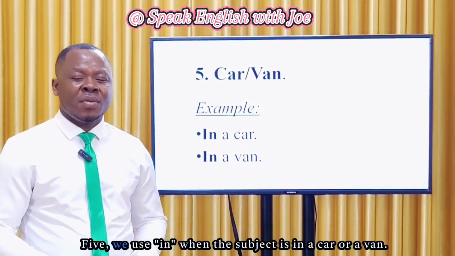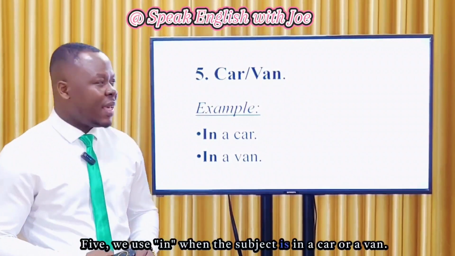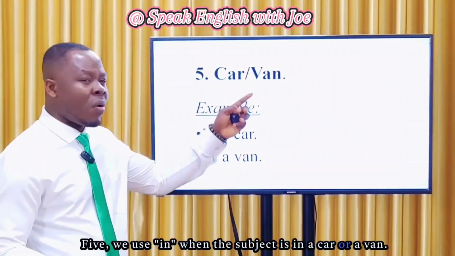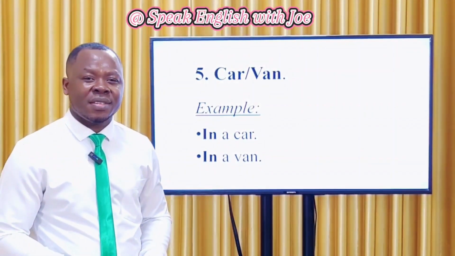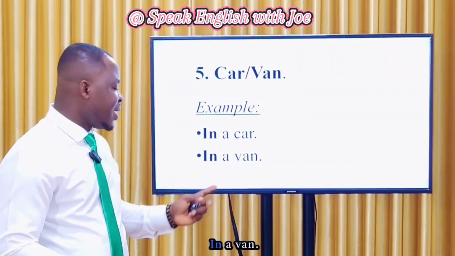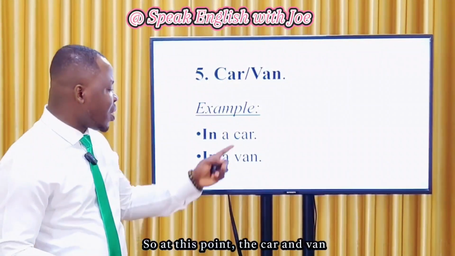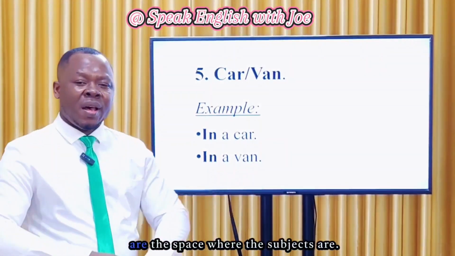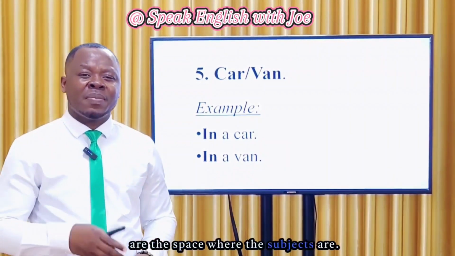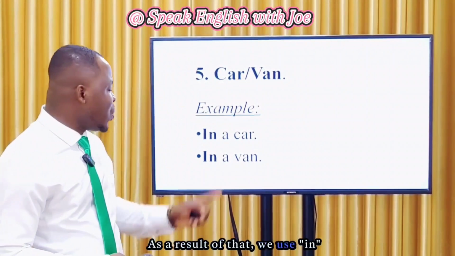5. We use in when the subject is in a car or a van. For example, in a car, in a van. So at this point, the car and van are the space where the subjects are. As a result of that, we use in.